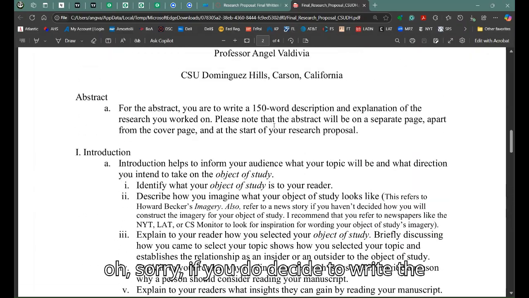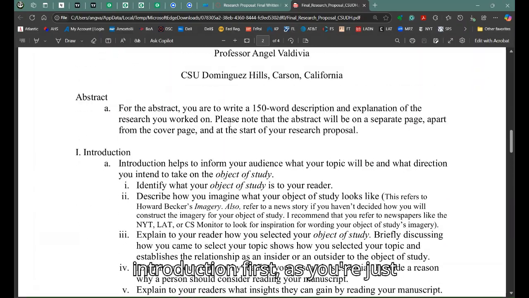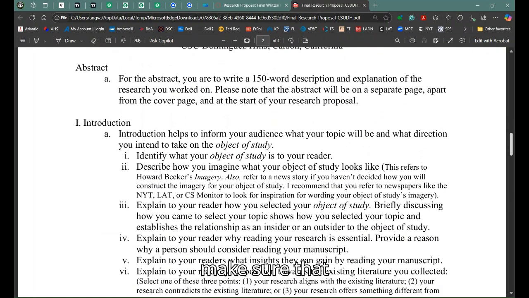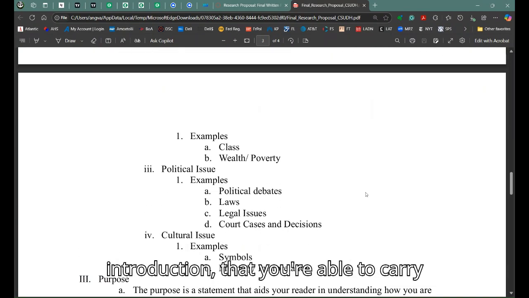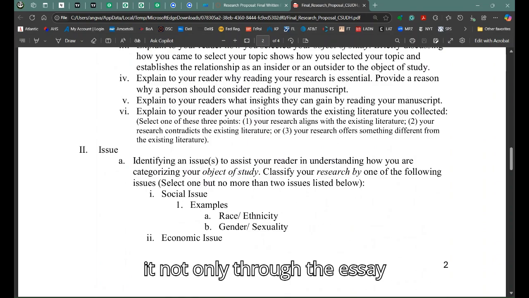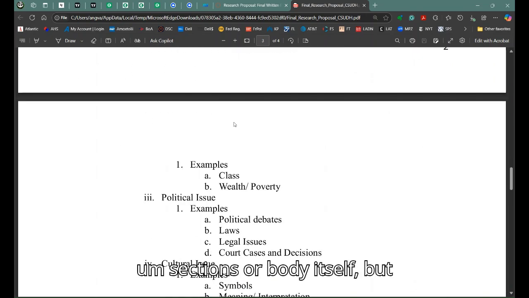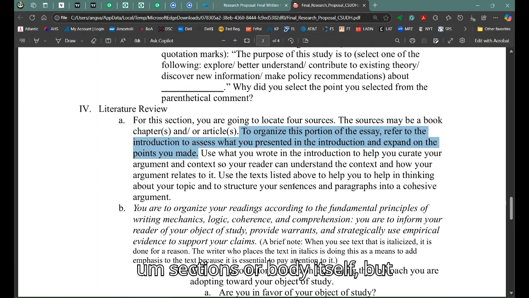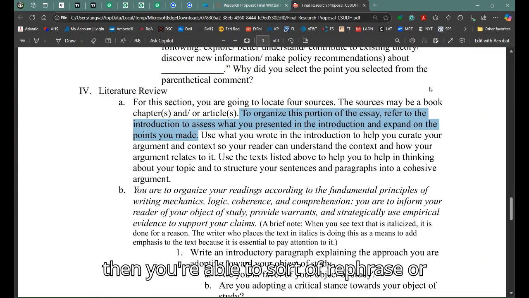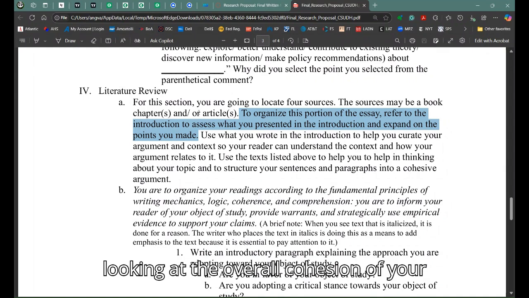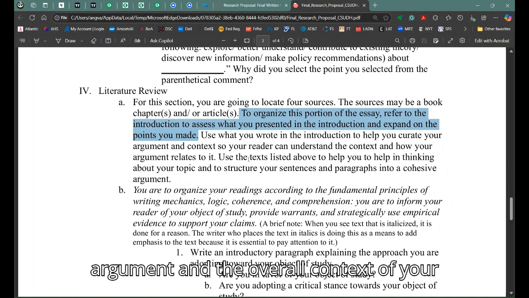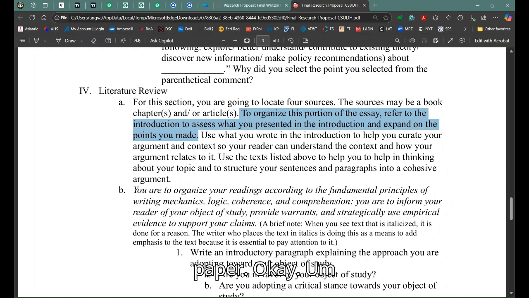if you do decide to write the introduction first, as you're going through this essay, you have to make sure that based on what you said in the introduction, you're able to carry it not only through the essay sections or body itself, but you're also able to rephrase or restate what you're going to do here. This is looking at the overall cohesion of your argument and the overall context of your paper.